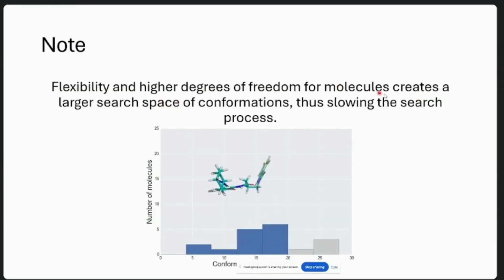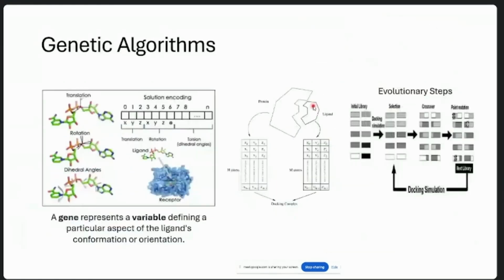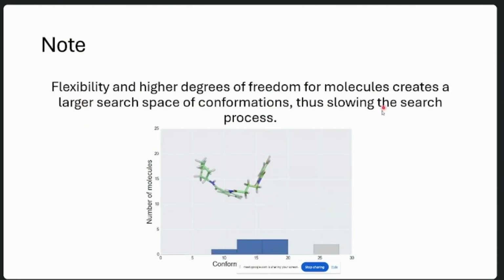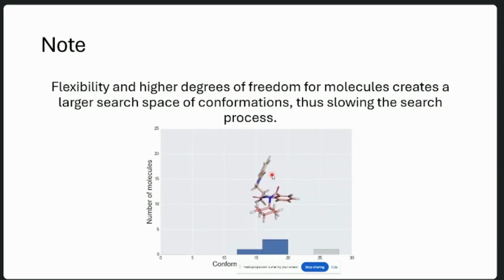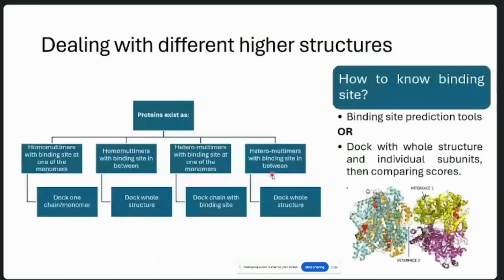Flexibility and high degrees of freedom for molecules creates a larger search space. For example, if the ligand molecule has a lot of rotatable bonds, a lot of torsional forces, and so on, we technically increase the number of possible binding poses within certain constraints, and we increase the search space, thus slowing the process. This is an important thing to consider. This is why protein docking may take longer than a simple molecule-protein docking, and so on. Dealing with different higher structures is a theoretical aspect, but at the same time, it's practically very important to consider.